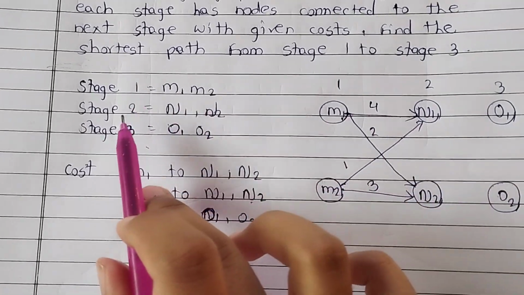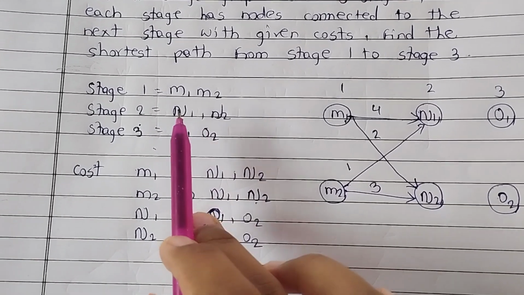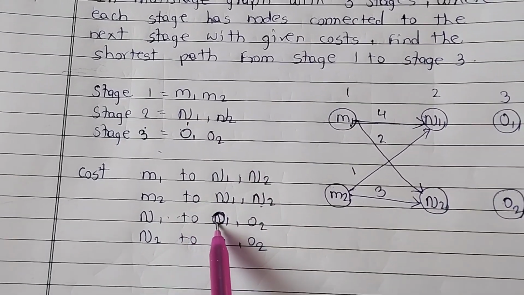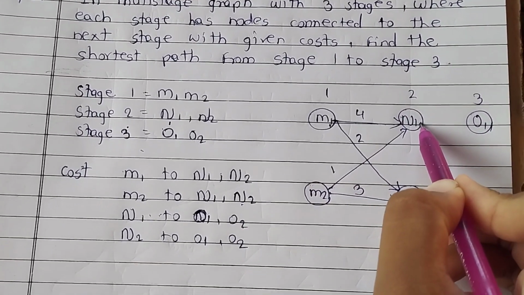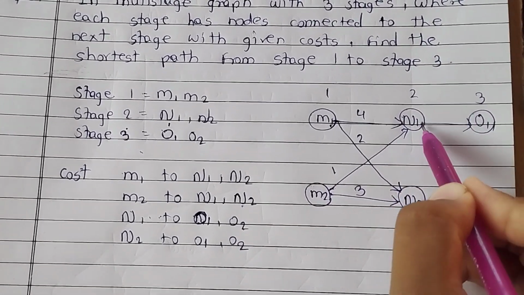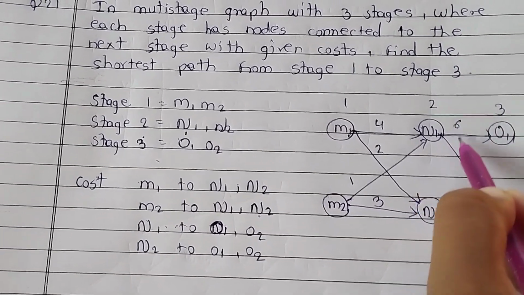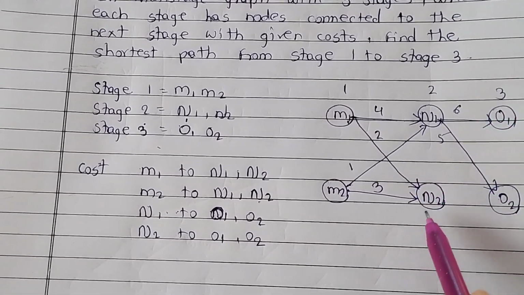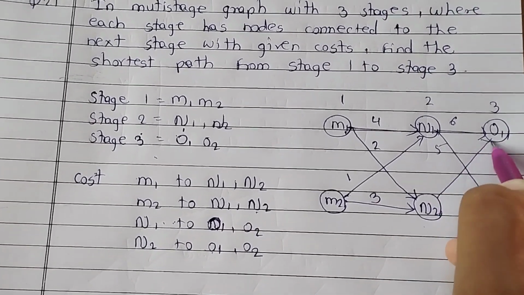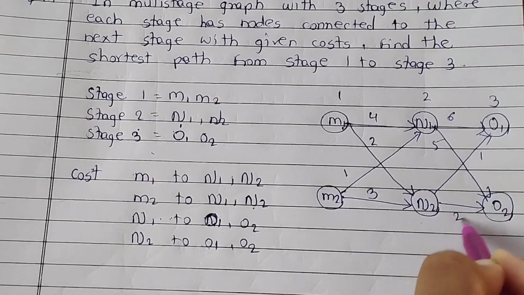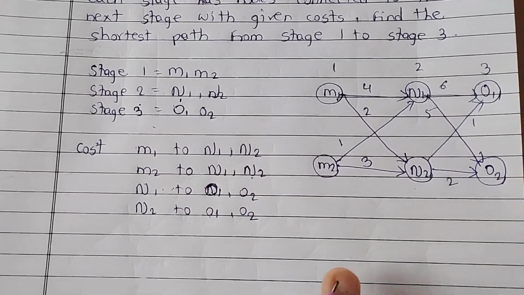Now on stage 2, N1 reaches O1 and O2, and let's suppose the cost is 6 and 5. N2 reaches O1 and O2 again, and let's suppose the cost is 4 and 2. And now all the transitions are drawn here. Now we find out the solution.